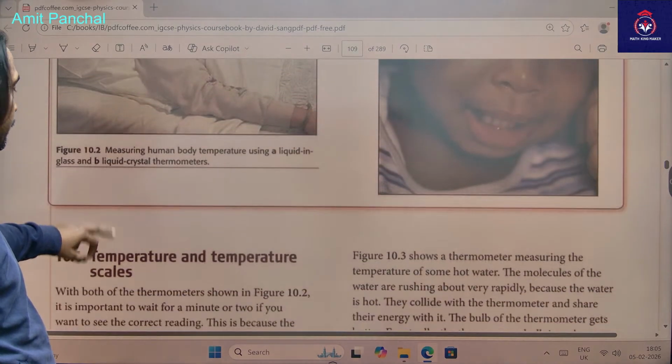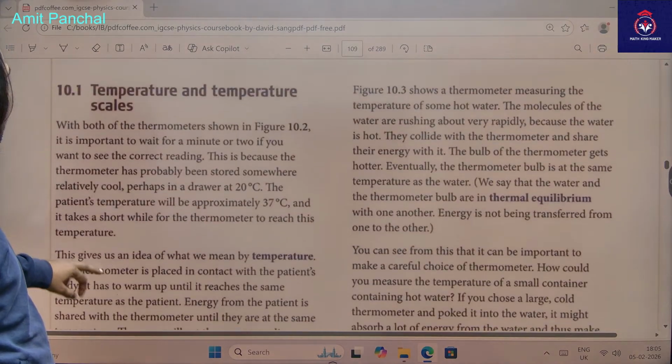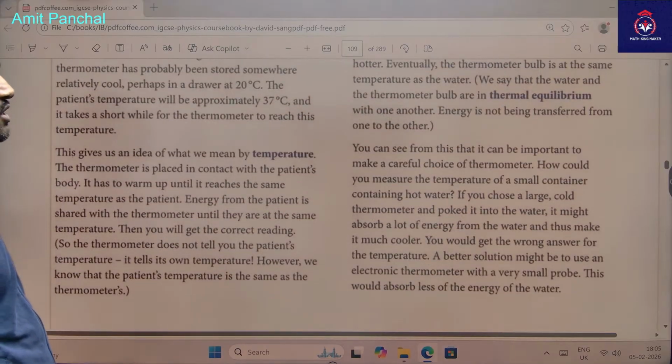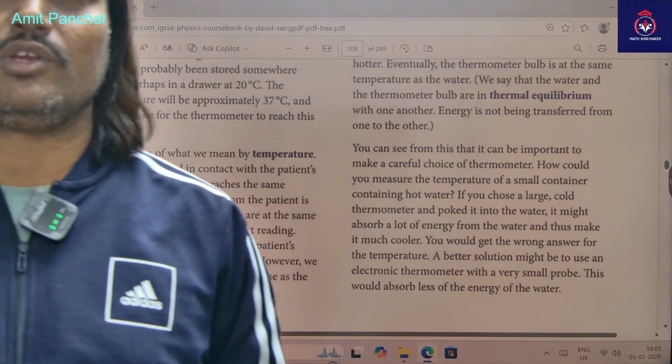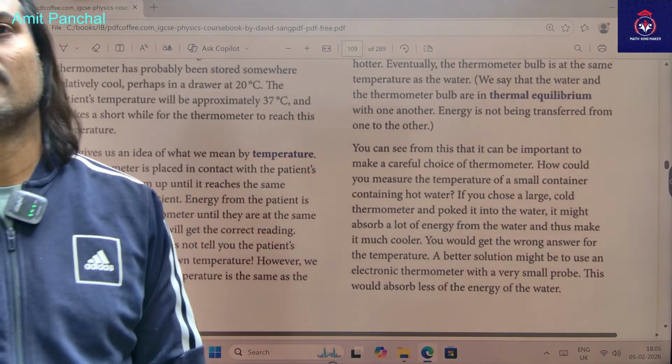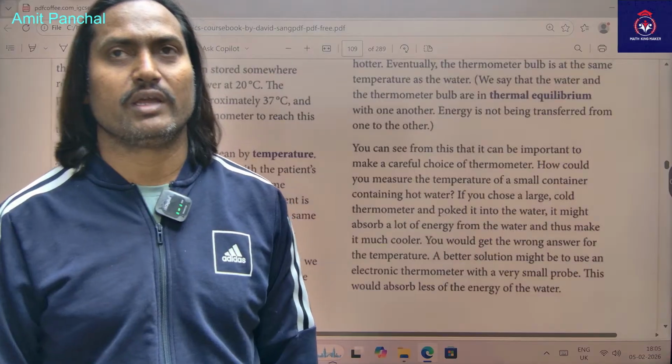So temperature and temperature scales. Temperature is measured in 3 scales, or you can say 3 units. One is degree centigrade, Kelvin and Fahrenheit.